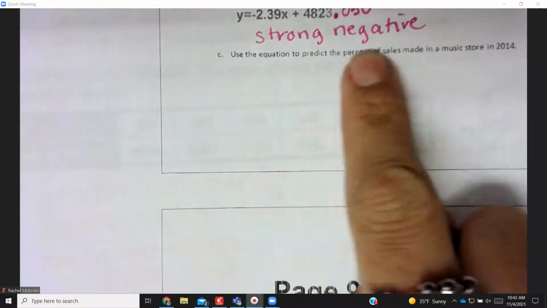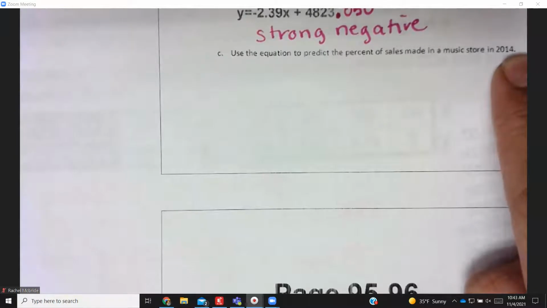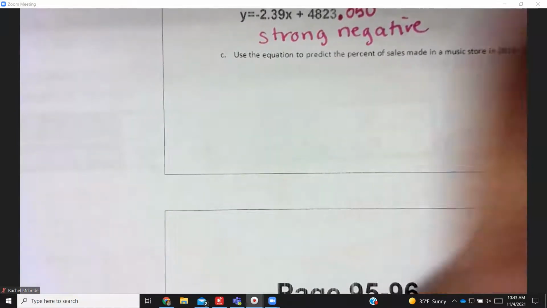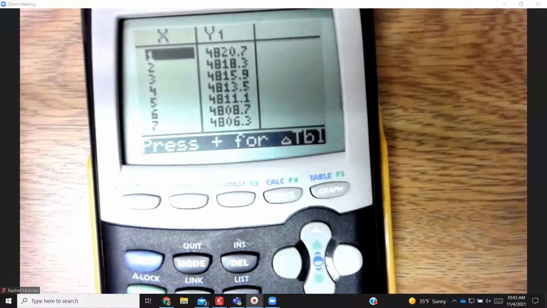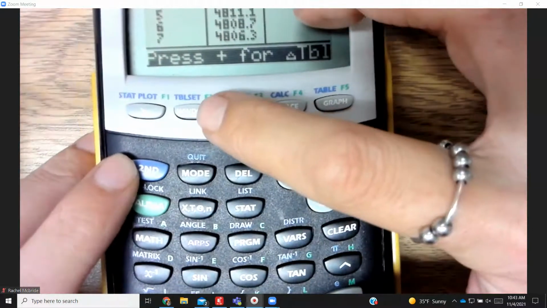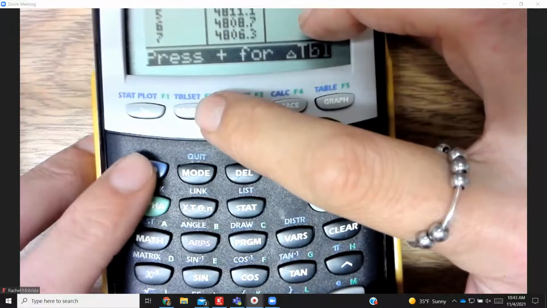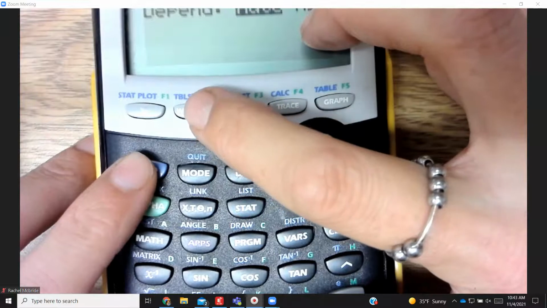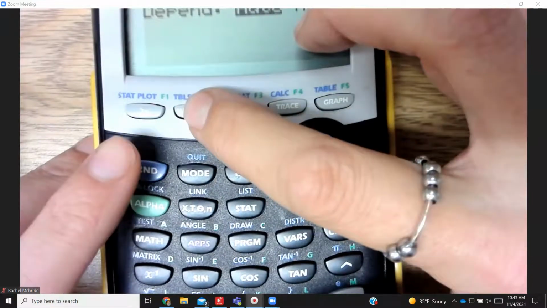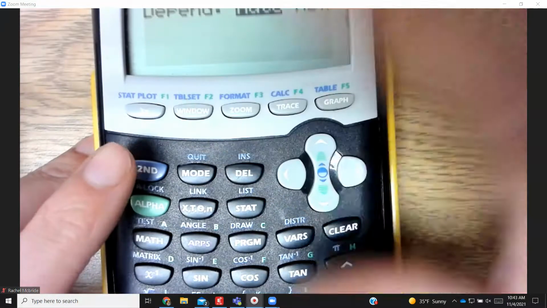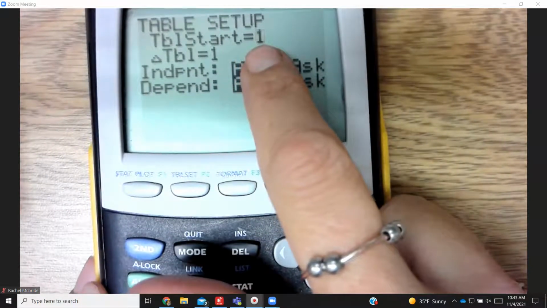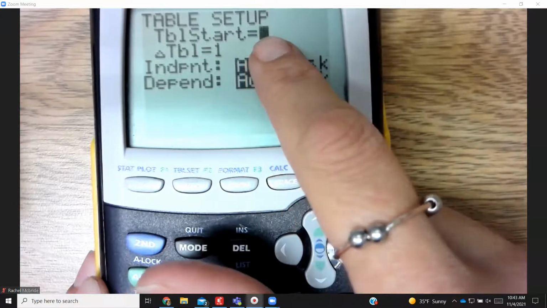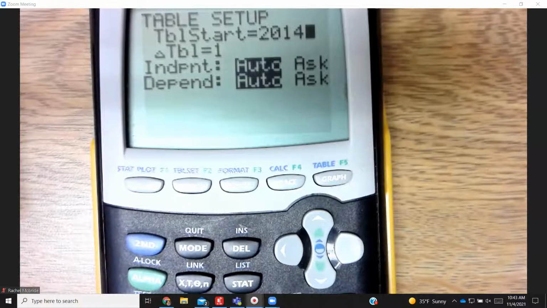Now, the question asks us to predict sales in 2014. This is where you got to pay very close attention. It's saying predict sales in 2014. So what you're going to do is you are going to hit the word second again and the word window. Everybody good? Yes. And where it says table start, I want you to type in the number we're predicting. So what number am I trying to find? So I want you to put 2014 in your table.